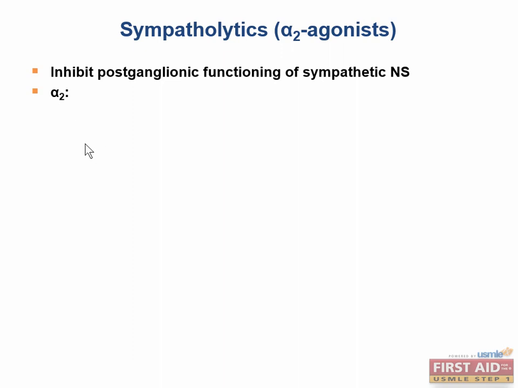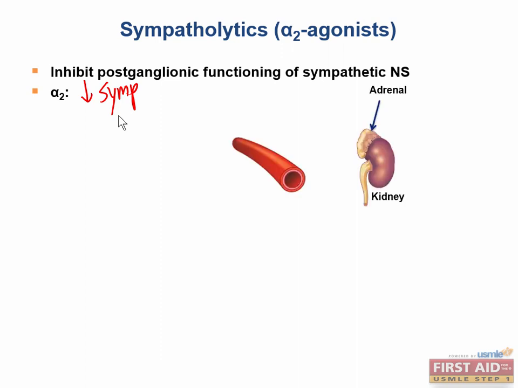Well, recall from earlier that alpha 2 stimulation is actually going to decrease sympathetic outflow. So even though these drugs stimulate the alpha 2 receptor, they're going to actually inhibit sympathetic outflow from our sympathetic nervous system. So we can demonstrate this visually. I can tell you that the sympathetic hormones are going to be created in our adrenal gland. Remember, those are the catecholamines. If we activate our sympathetic system, we'll get more catecholamines released into the bloodstream.